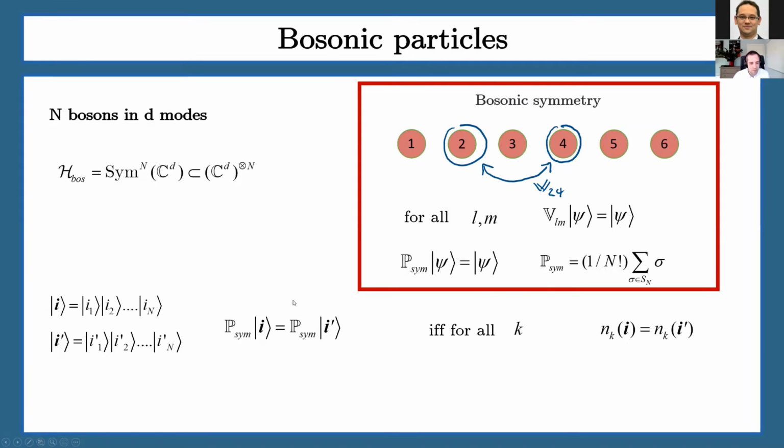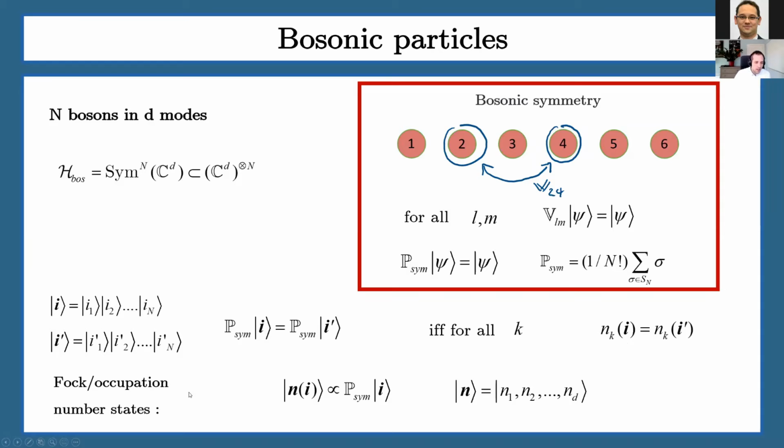Now with that I can define Fock or occupation number states, which are exactly the states that you get, up to normalization, when you symmetrize computational basis states of the ambient space. So they are called Fock or occupation number states, and they are characterized by a string of occupation numbers. This number n1 tells you how many particles were in mode 1, this number n2 tells you how many particles were in mode 2, and so on up to mode d.